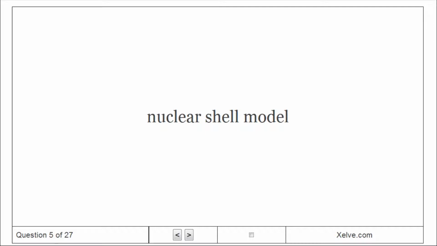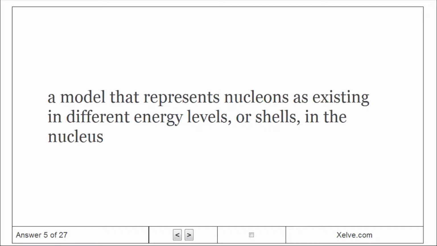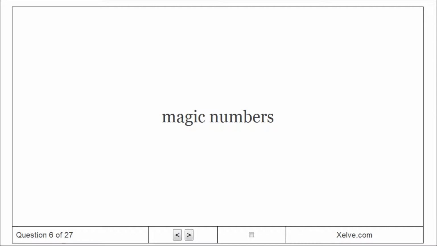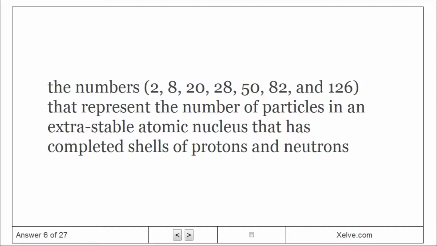Nuclear shell model. A model that represents nucleons as existing in different energy levels, or shells, in the nucleus. Magic numbers. The numbers that represent the number of particles in an extra-stable atomic nucleus that has completed shells of protons and neutrons.